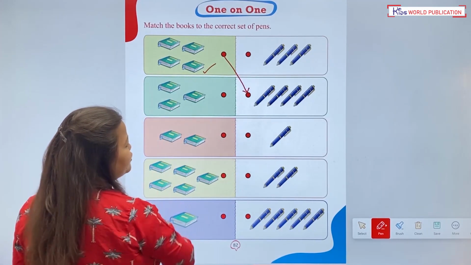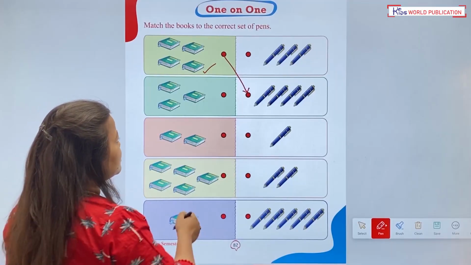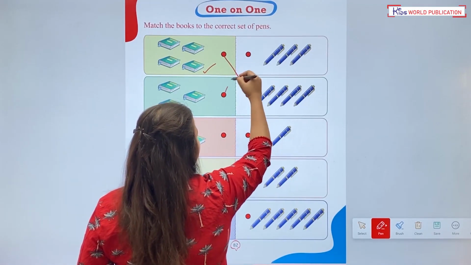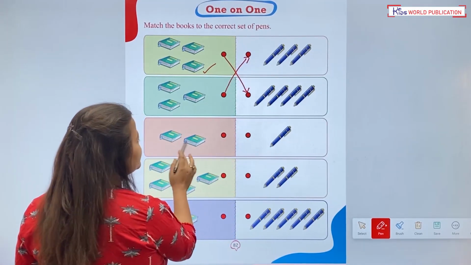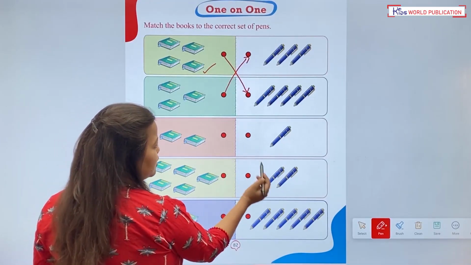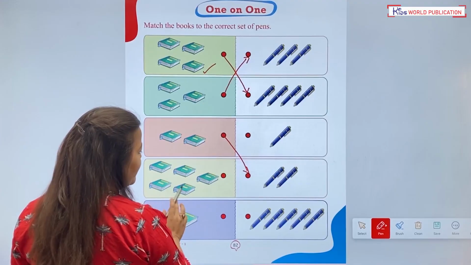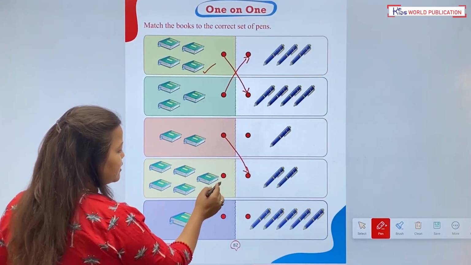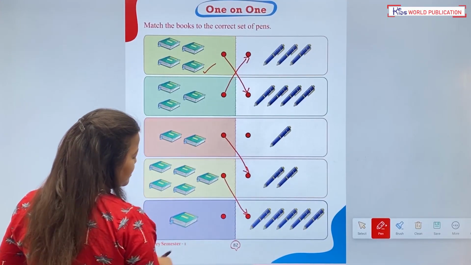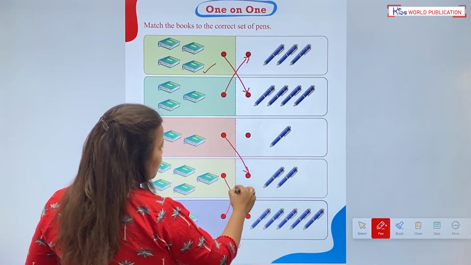1, 2, 3. 3 books. 3 pens. 1, 2. 2 books. 2 pens. 1, 2, 3, 4, 5. 5 books. 5 pens. 1 book. 1 pen.